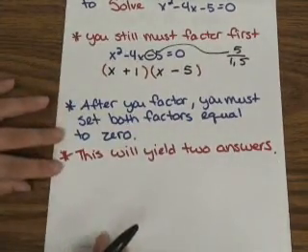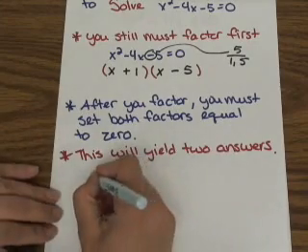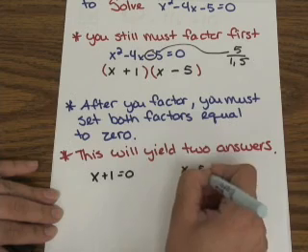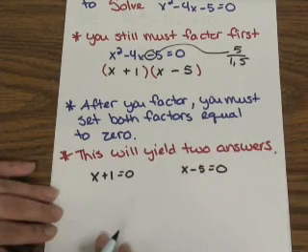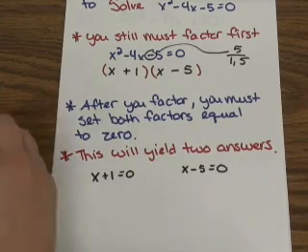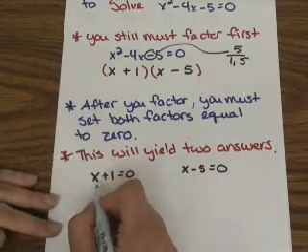So this is going to yield two answers. Let's set them both equal to 0. x plus 1 equals 0 and x minus 5 equals 0. Once both your factors equal 0, now you must solve for x, just like we did in the beginning.